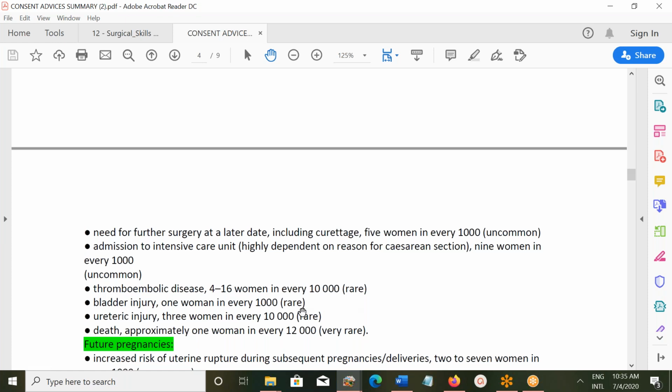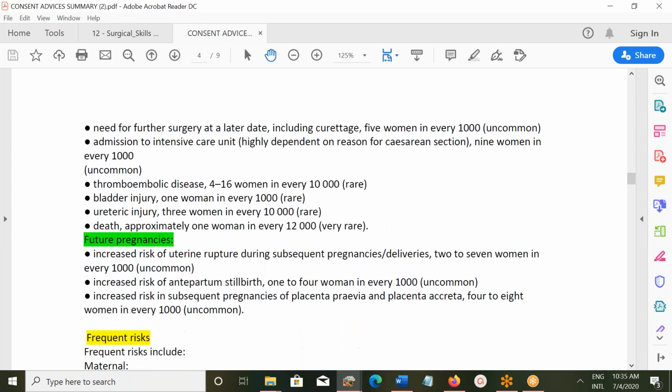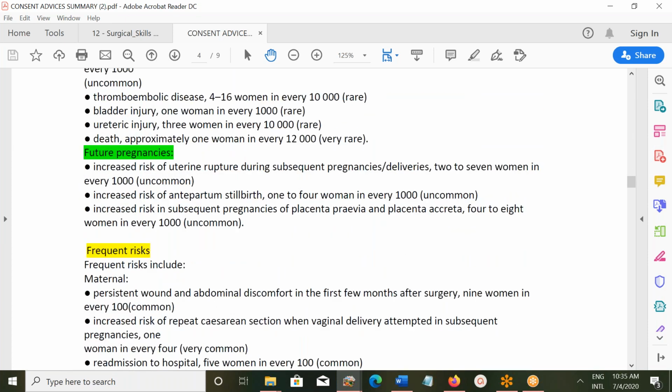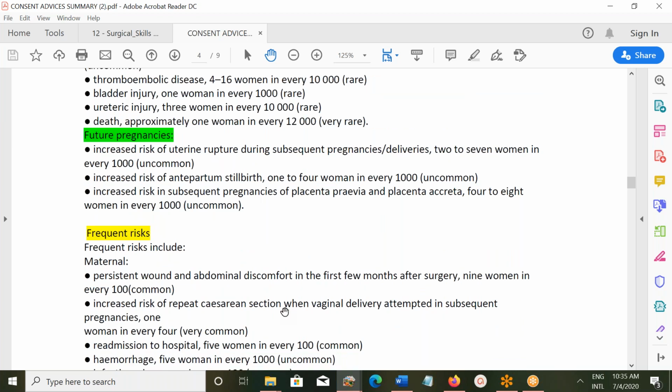This is rare. Risk of bladder injury, 1 in 1,000, rare. Risk of ureteric injury, 3 women in every 10,000, also rare. Risk of death, 1 in 12,000, very rare. Regarding future pregnancies, there is an increased risk of uterine rupture during subsequent deliveries, 2 to 7 women in every 1,000. This is uncommon.